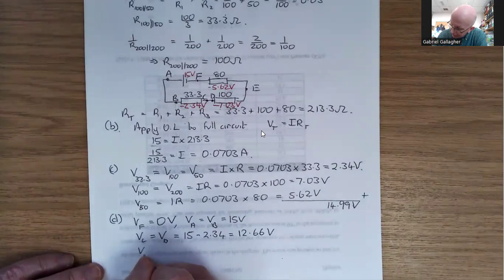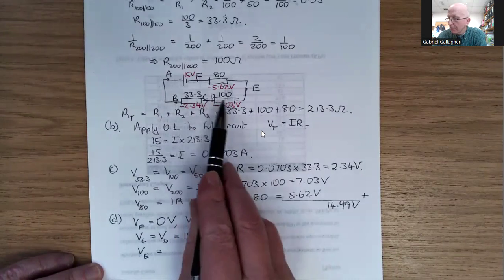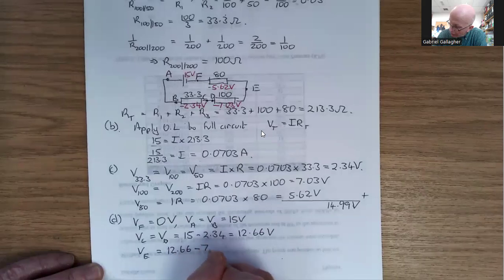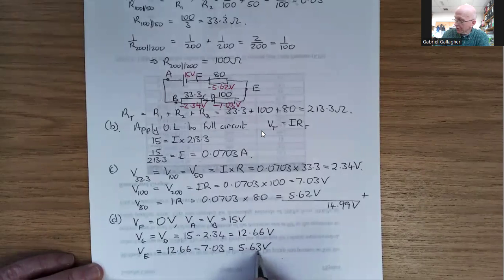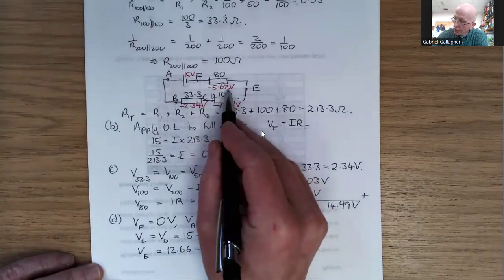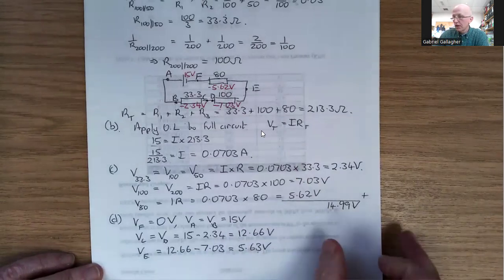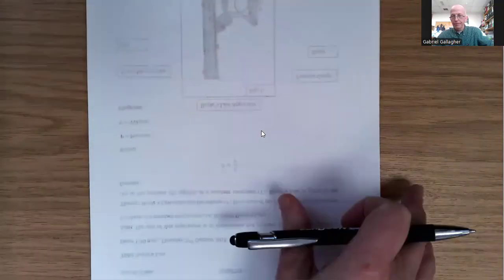Now VE equals the value of the potential here minus what it loses going through here. So that's 12.66 minus 7.03. And I get 5.63 volts. And that 5.63 volts is what it loses going through the last resistor. So that would seem to have worked out okay. Okay, so that's the first 4 parts of the question. On to part E.